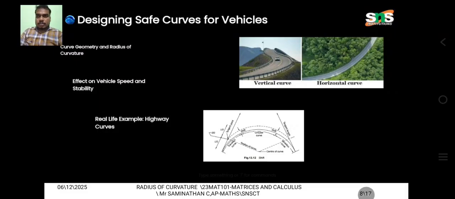Design and consideration. Minimum radius: a minimum radius is established for different types of roads and railway lines based on factors like the design speed and terrain. In roads, the radius of curvature determines the geometry of the curve, and the necessary super elevation is provided to allow vehicles to turn safely at the design speed.